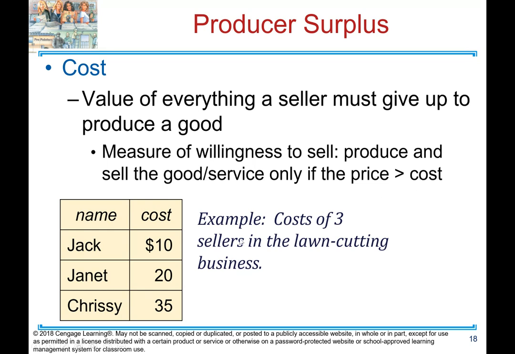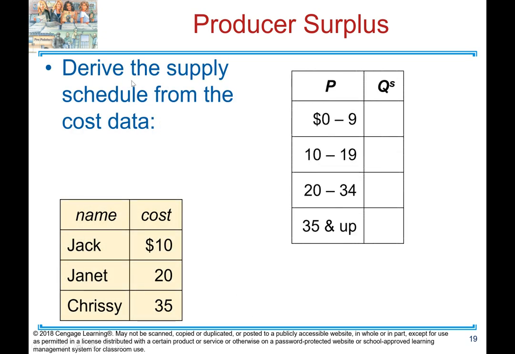the cost. For example, the cost of 3 sellers in the lawn cutting business. Jack would be willing to cut a lawn at $10. Janet would be willing to cut this lawn for $20. Chrissy would be willing to cut this lawn for $35. They've got willingness to sell at different prices. So let us use this data to derive the supply schedule from the cost data.